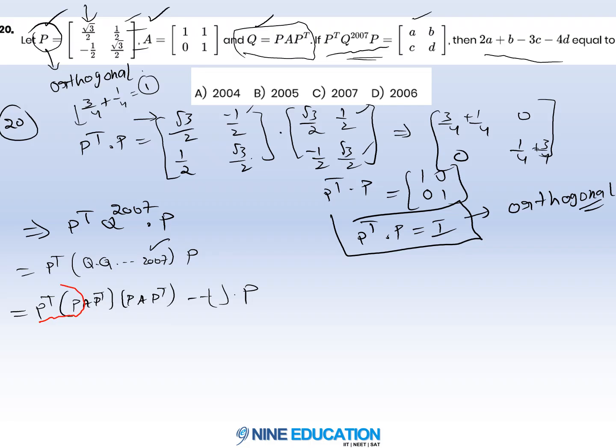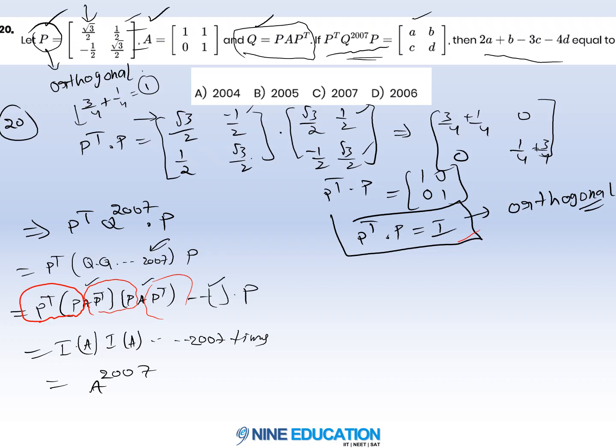So we know P transpose into P is I. So all these P transpose into P will be I in each bracket. So in each bracket, A will be left, right? I into A, I into A. So how many A's will you get? It is nothing but the number of brackets. The number of Q's is 2007, so 2007 times you'll get A here. A into I will be A. So we'll get A power 2007 here, and we need to solve for A power 2007.